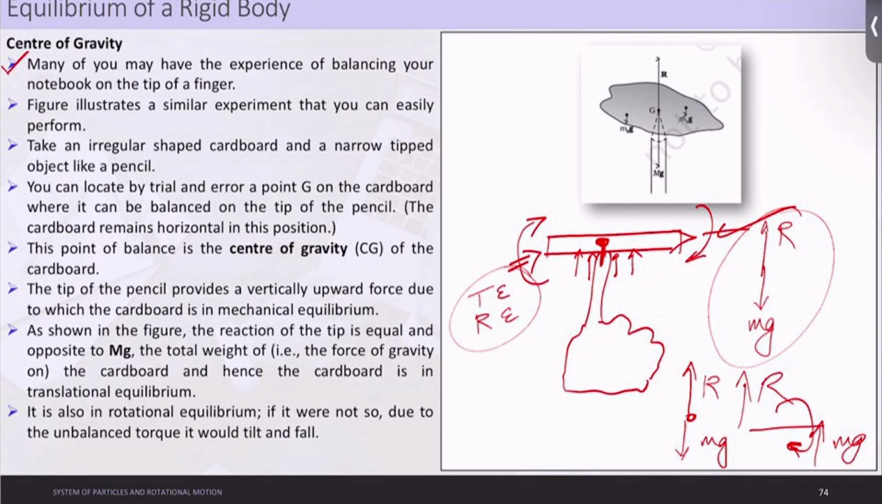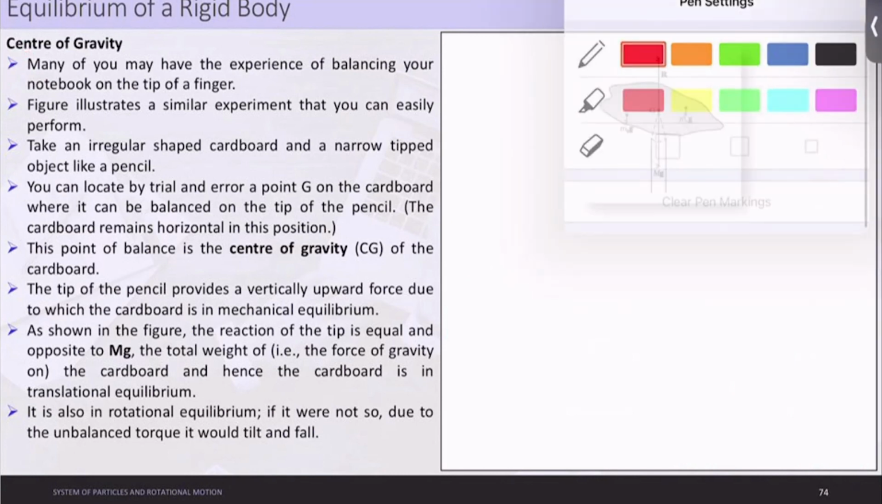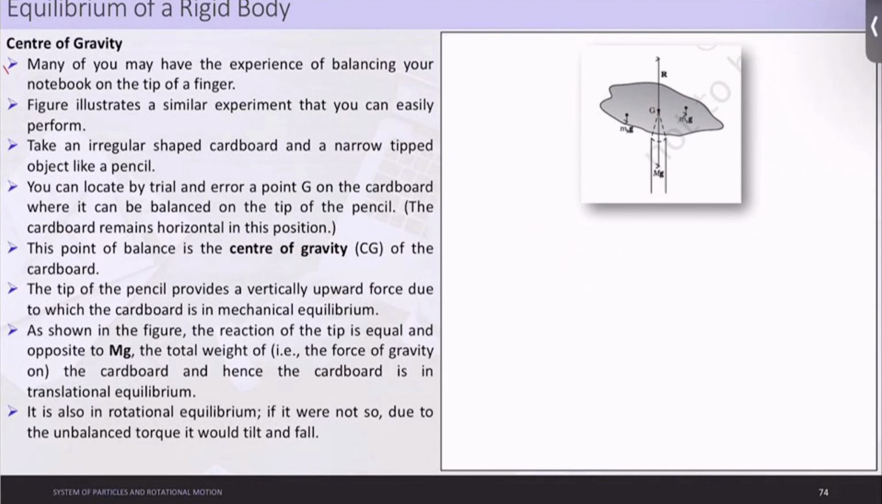Fine. So I hope you understood this concept. Let's move on. So many of you may have experience of balancing your notebook on the tip of the finger. The figure shown here illustrates a similar experiment that you can easily perform. So take an irregular shaped cardboard and a narrow tipped object like a pencil. You can locate by trial and error a point G on the cardboard where it can be balanced on the tip of the pencil. So basically try to hold it in horizontal position such that there is no translation or no rotation of the cardboard happening.